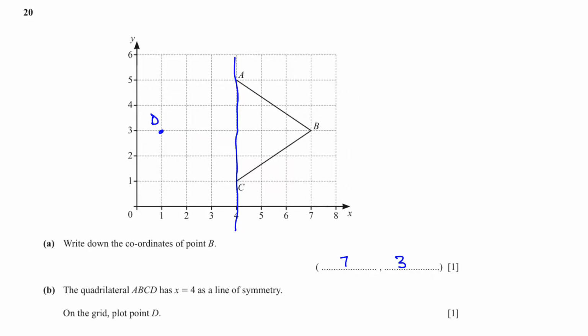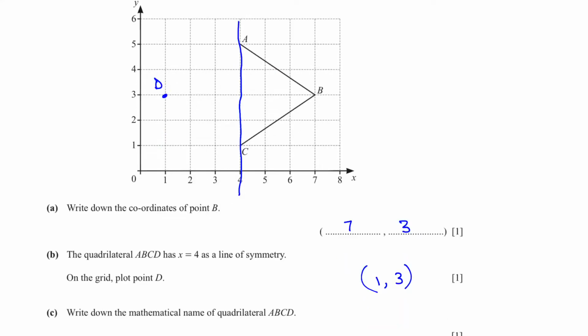What is the value of it? First look at the x-axis, 1, and then at the y-axis, 3. So it is 1 and 3. Part C. Write down the mathematical name of quadrilateral ABCD. We know all these sides are same, but it's not right angled. So what is the name of this quadrilateral? If all the sides are same and the angles are not 90 degrees, then it is a rhombus.